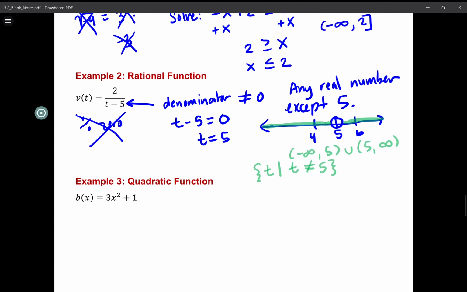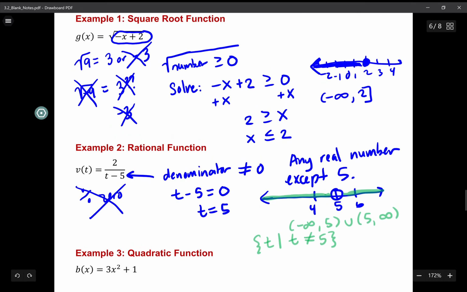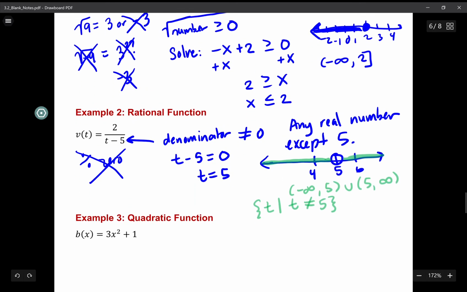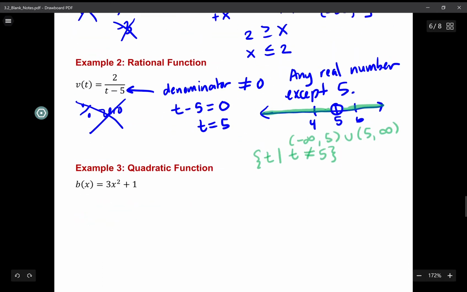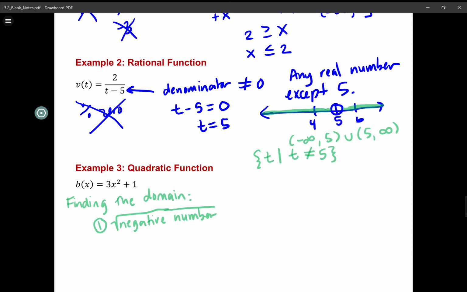Now remember, when you're finding the domain of these functions, that's the directions, find the domain of these functions. I should have written that, find the domain. So when we're finding the domain, you need to check for two things that can go wrong. Like in our first example, one thing that can go wrong is you could end up taking the square root of a negative number.